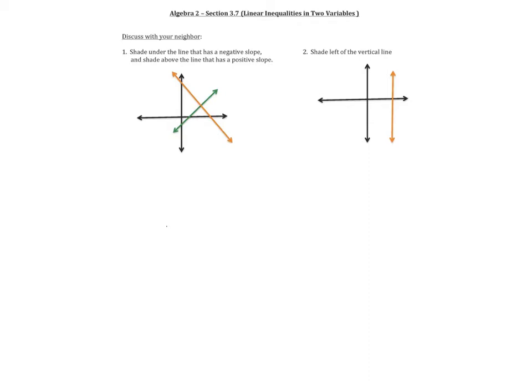So we're going to shade. It says what? Under it. I want you to think about under as being less than. So in terms of that line, this is going to be the shaded region that we're going to have. All right?